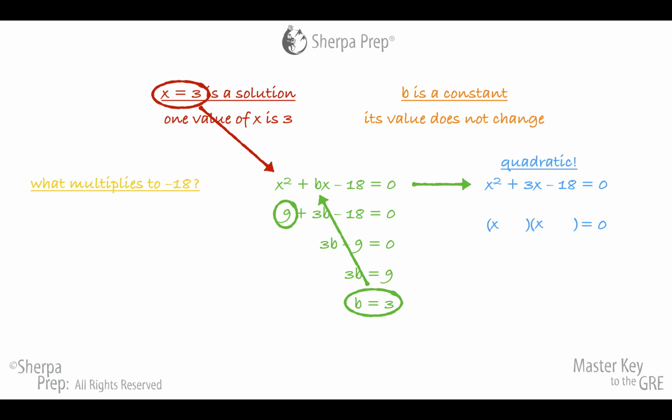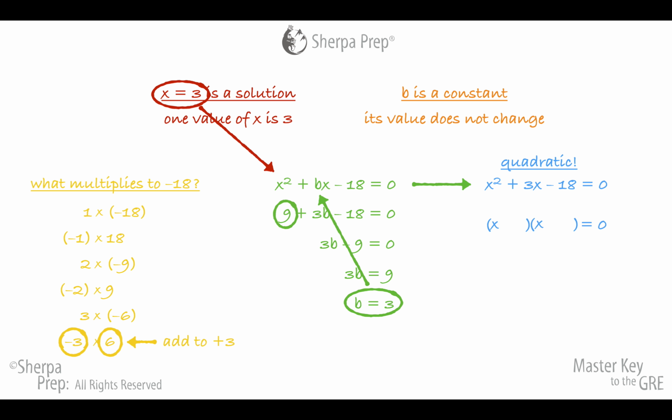Well, the combos would be 1 times negative 18, as well as negative 1 times positive 18. 2 times negative 9, as well as negative 2 times positive 9. 3 times negative 6, as well as negative 3 times positive 6. Those are the combinations of whole numbers that multiply to negative 18. Well, which one of these combinations adds to positive 3? It's the negative 3, positive 6. Those are the two values we're after because they multiply to negative 18, but add to positive 3.